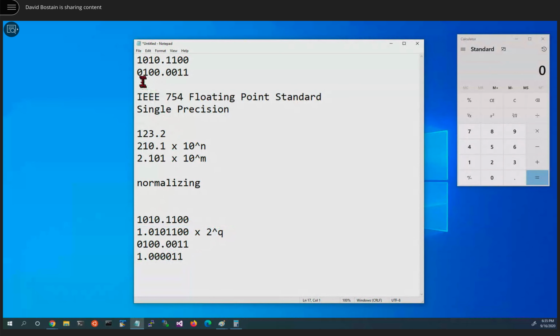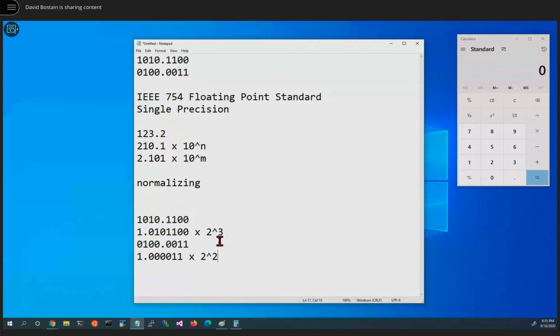So again, I can normalize this second number by simply sliding the decimal point over 2 places in this case. In the other, I moved it over 3 places. So to get from here to here, this has to be multiplied times 2 to the third. This guy has to be multiplied times 2 squared.